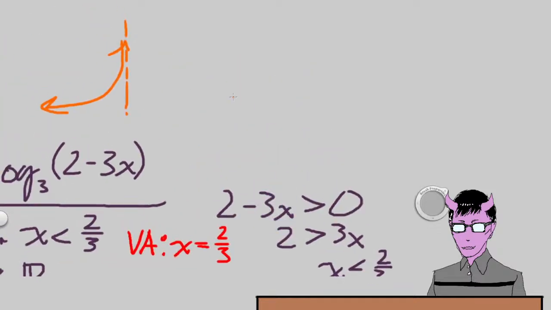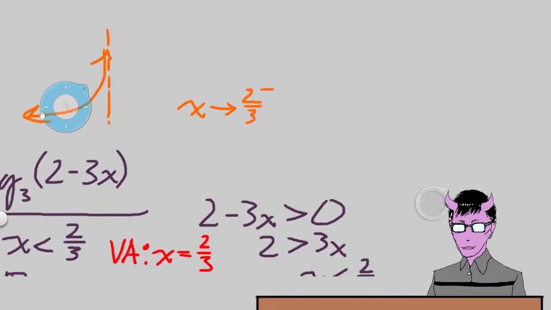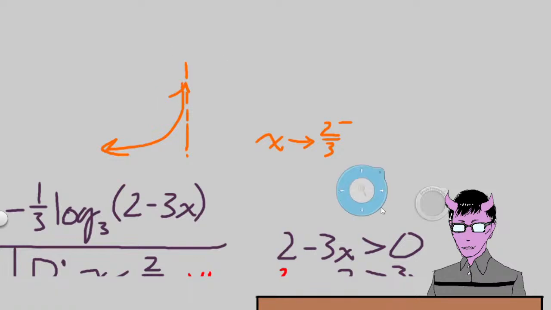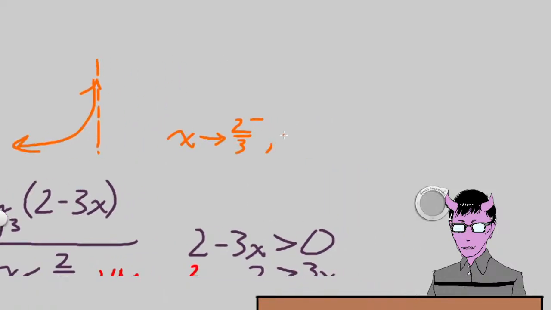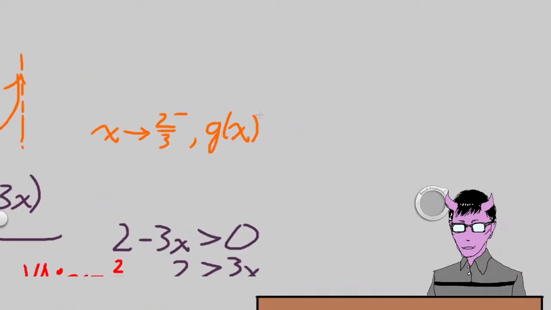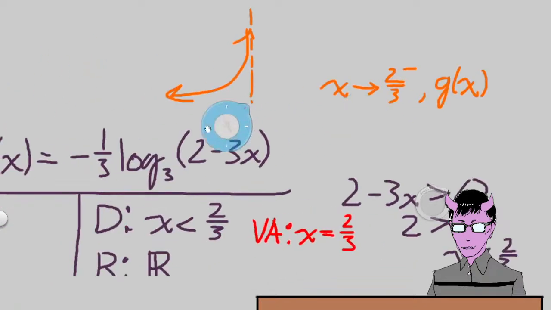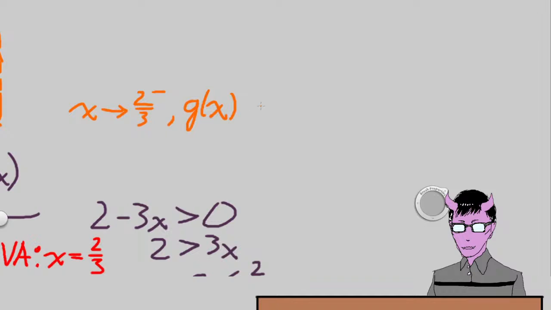So we can summarize that using the end behaviors. As x approaches the wall, what is the wall? 2/3. How are we approaching the wall from the negative side? What happens to the y values? The y values explode upwards against the wall. But don't call it y. Call it g of x.